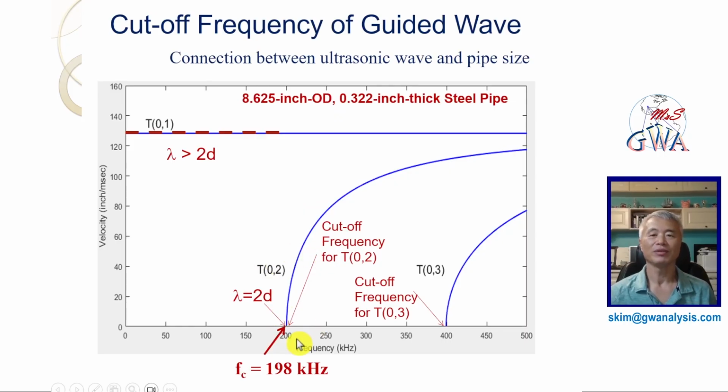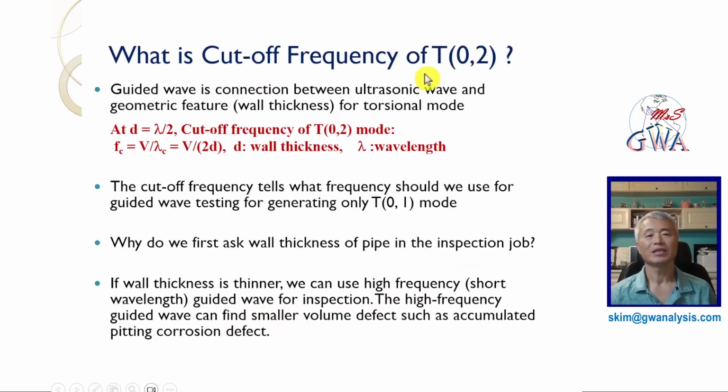The cutoff frequency of T02 mode is 198 kHz with a 0.322 inch wall pipeline. At the cutoff frequency, the wavelength is equal to twice the wall thickness. We see that the cutoff frequency of T02 mode is decided by the wall thickness of the pipeline.